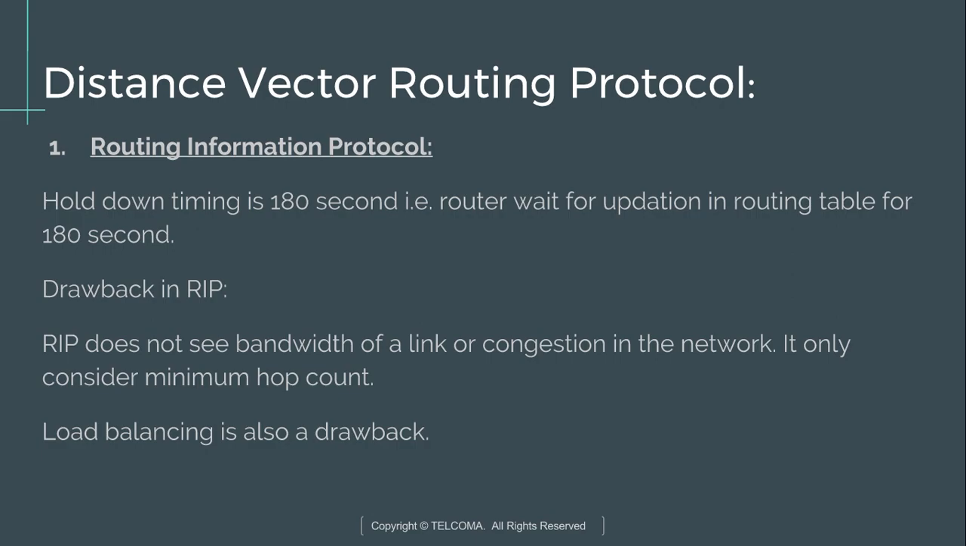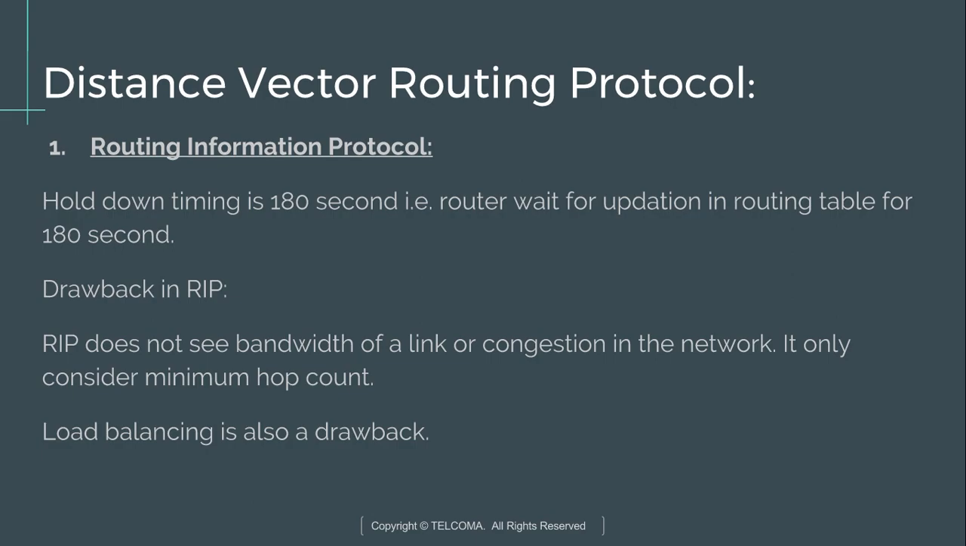Then come the drawbacks of RIP. The first drawback is that RIP doesn't see the bandwidth of a link or congestion in the network. It only considers the minimum hop count. It means if there are two routes, one with fewer hops but less bandwidth, and another with more hops but more bandwidth, RIP goes with the link having the lower hop count. It means it doesn't see the bandwidth of the link.